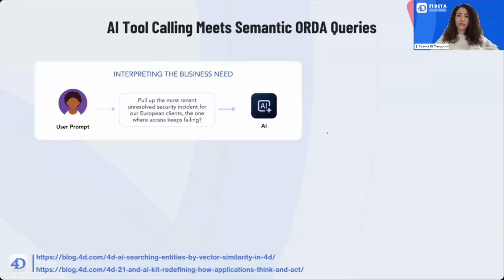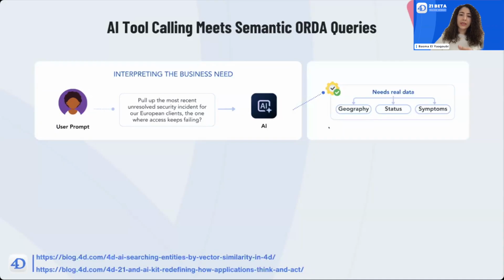Now, imagine a user facing a deadline. They need answers, not navigation. They do not have the time or the patience to search through views or adjust filters. They simply ask the question the way any person would. For example, they could say, can you pull up the most recent unresolved security incidents for our European clients, the ones where access keeps failing?